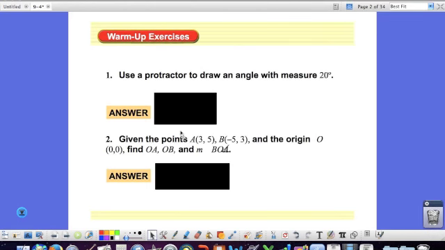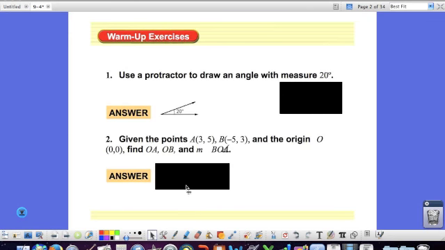Use a protractor to draw an angle measure of 20 degrees. So you're just practicing using a protractor. Given the points A of (3, 5), B of (-5, 3), and the origin, which we're going to call O, at (0, 0), find the length of segment OA, OB, and the measure of angle BOA.